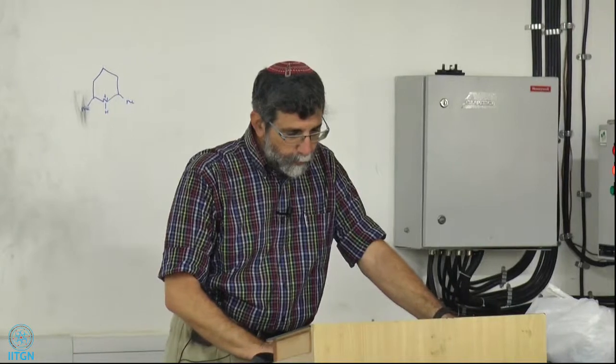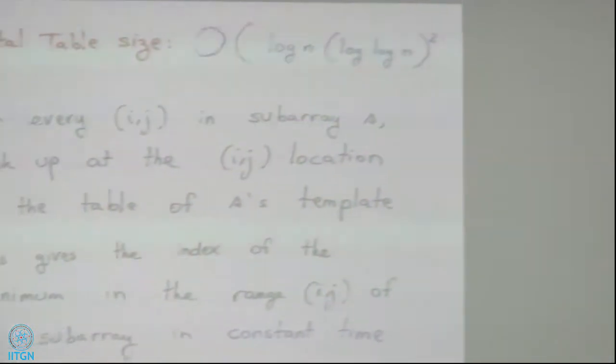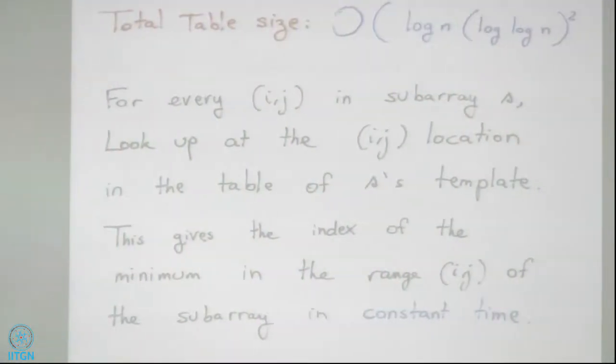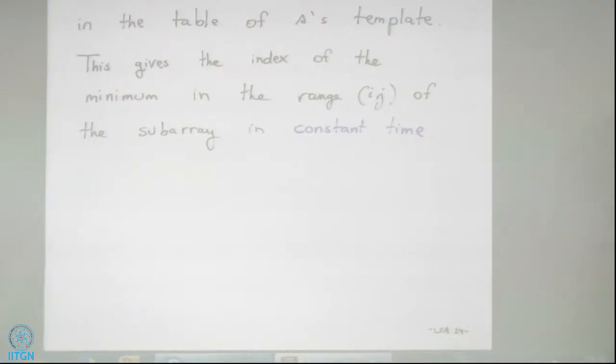So what does it say for summary? The total table size we said. So for every i and j in a subarray, we look up the answer. And that's the end of the algorithm. Any questions on this algorithm?